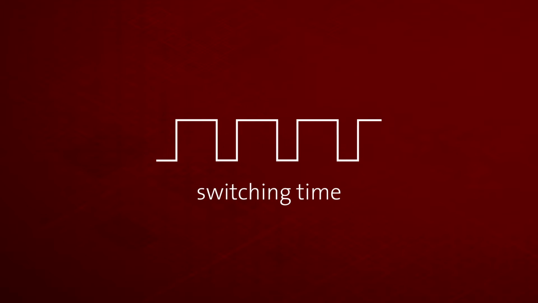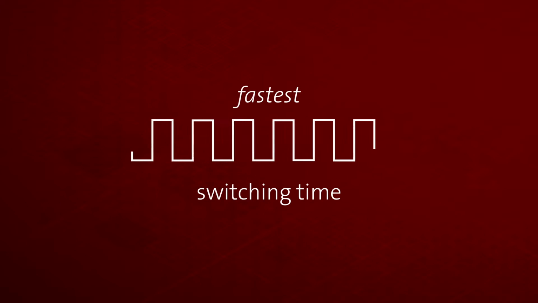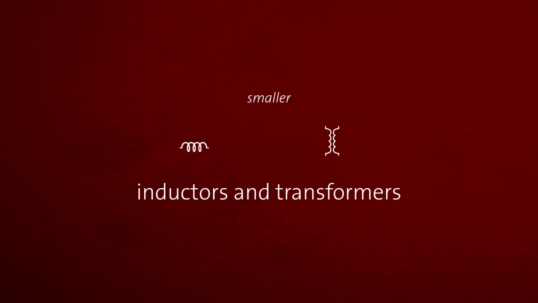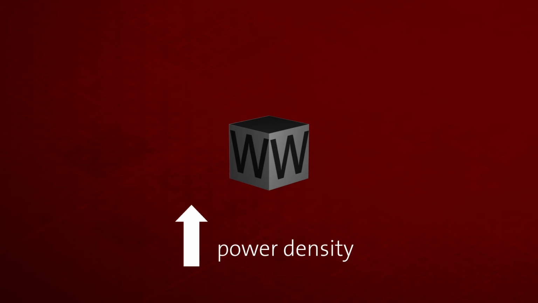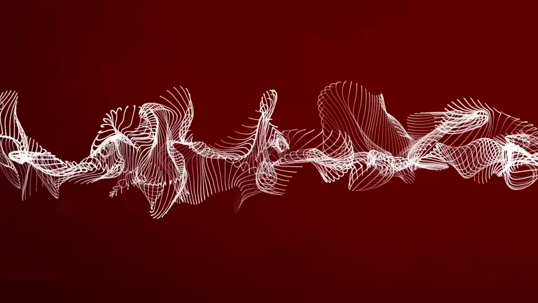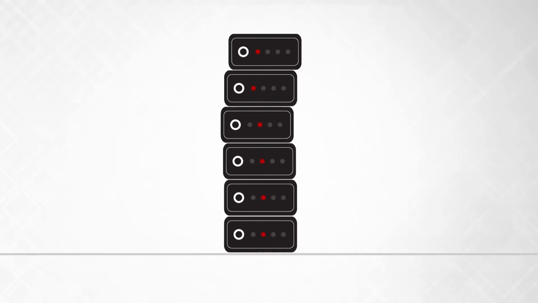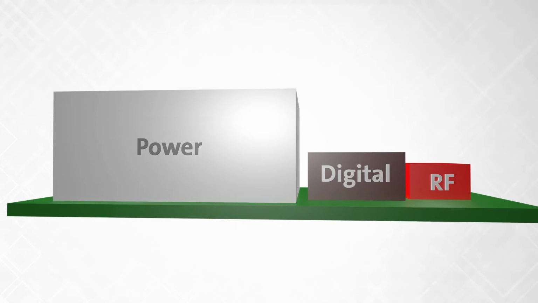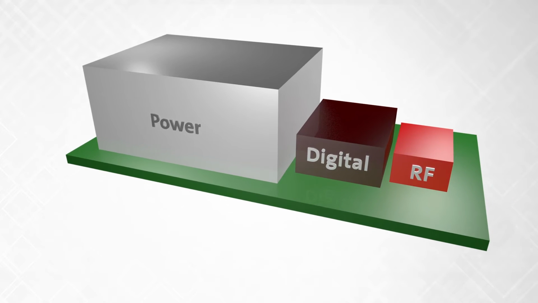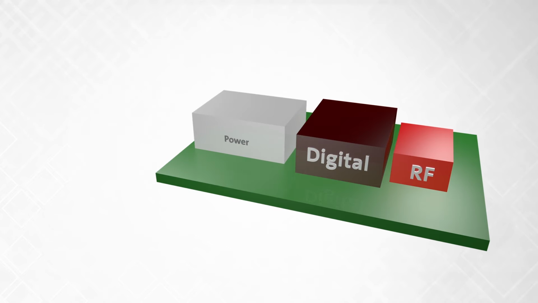UltraCMOS technology achieves the fastest switching times of any CMOS technology, leading to smaller inductors and transformers, which lowers volume and increases power density. So we said to ourselves, why not use this capability to support the power revolution? From big things to the little things, everything is getting smaller. Demand for smaller products requires designers to continuously find ways to reduce board space.